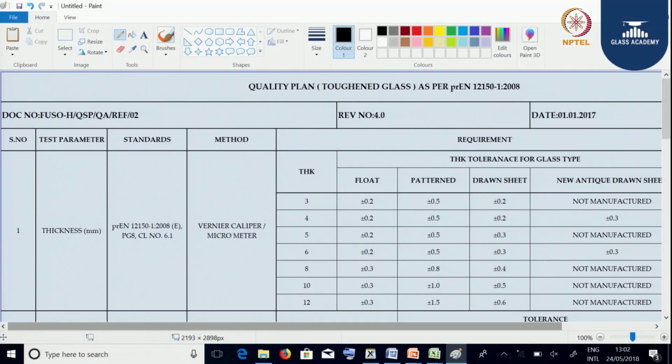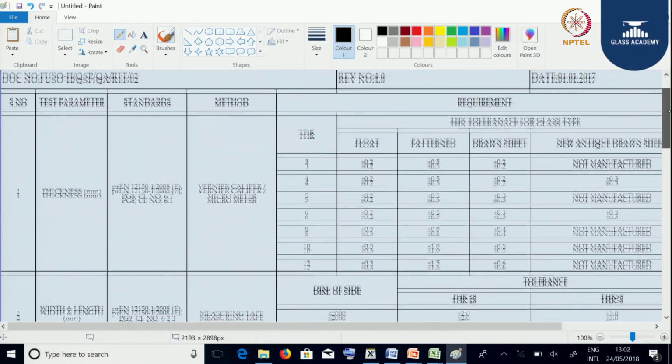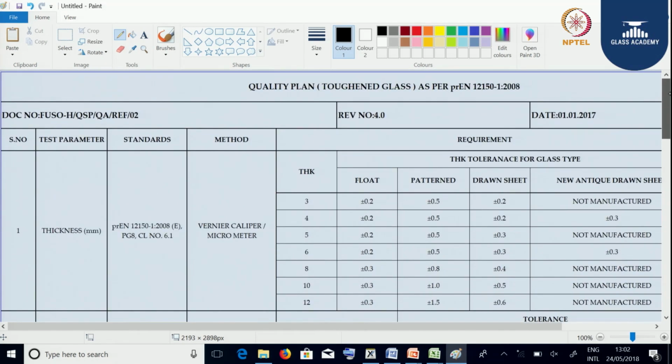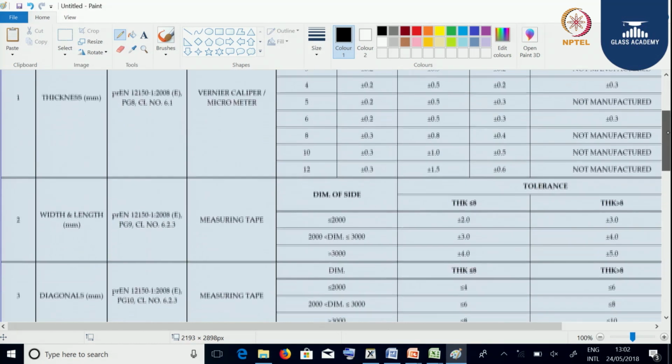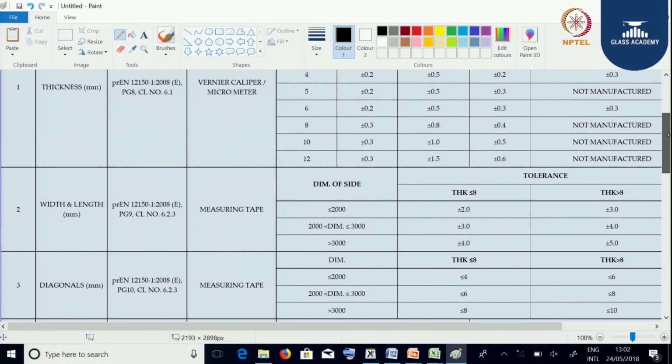Now we are going to see the quality plan that is applicable for a toughened glass, and the standard we follow is EN12150. The glass coming to toughened glass is coming from cutting, grinding, washing. So what are all the standards applicable in cutting, grinding, washing that will be measured in the tempering as well?